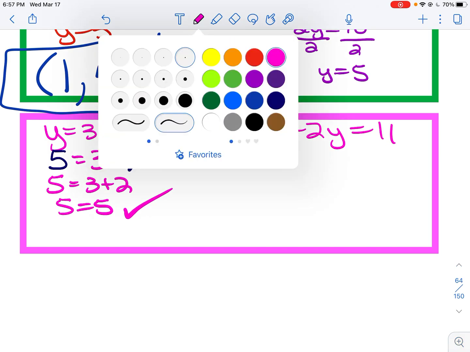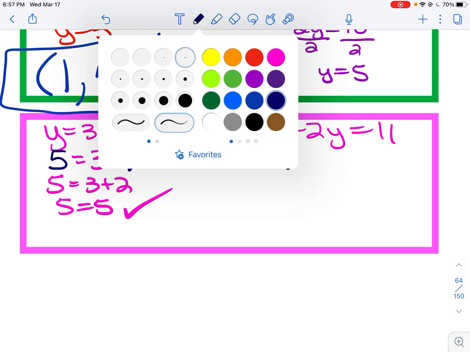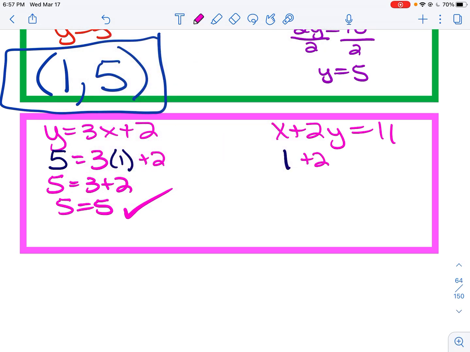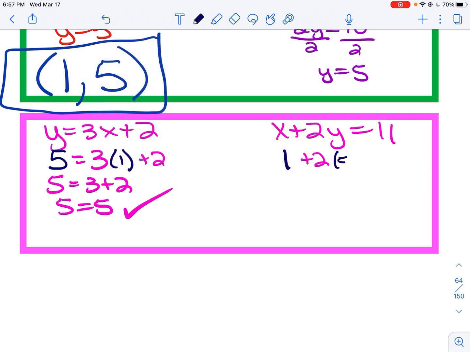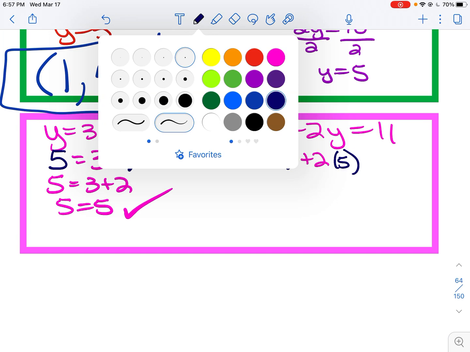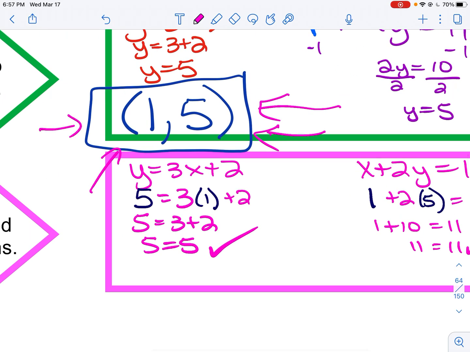So now let's check the other one. Okay, 1 plus 2. And the y value here is 5 equals 11. So 1 plus 10 equals 11. 11 equals 11. You have a solution. This is your solution. It works. It is a solution.